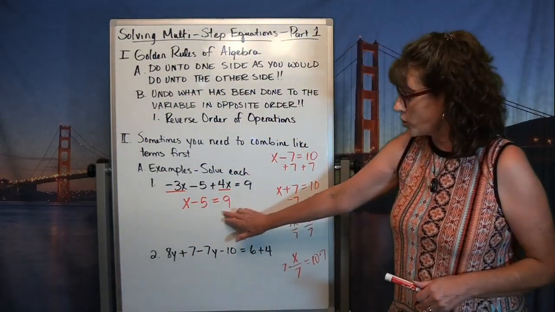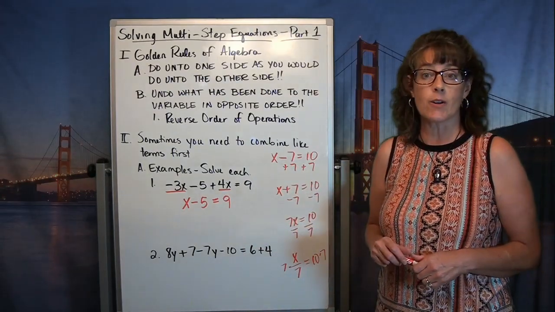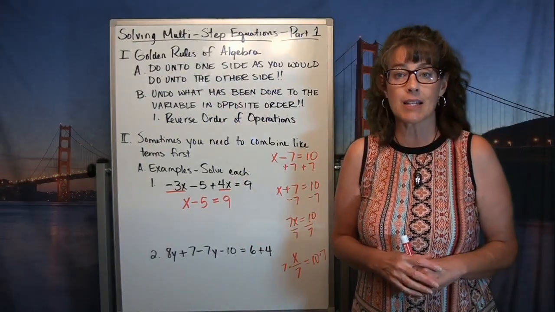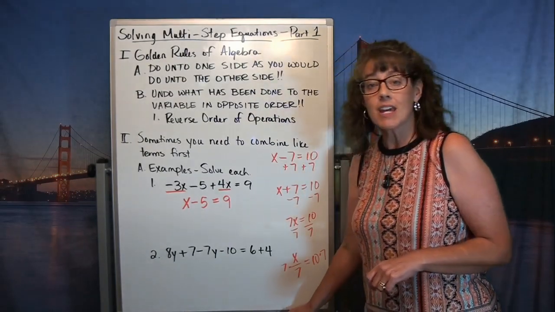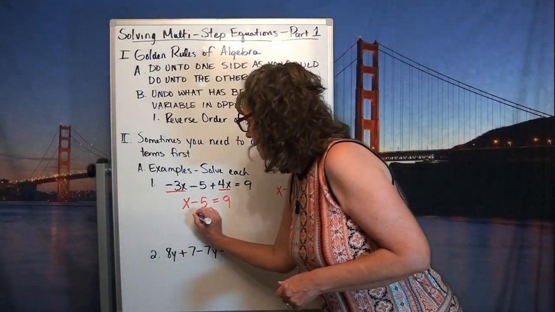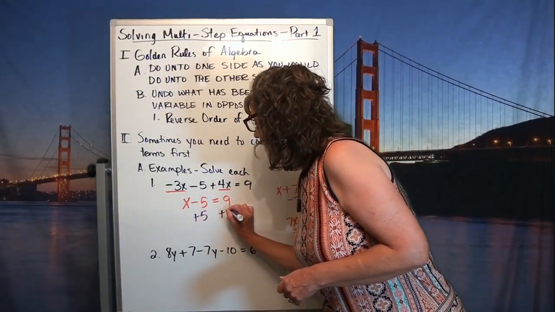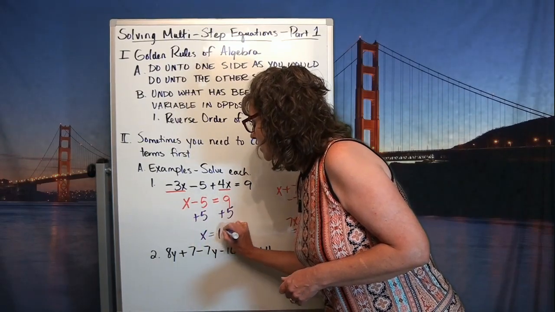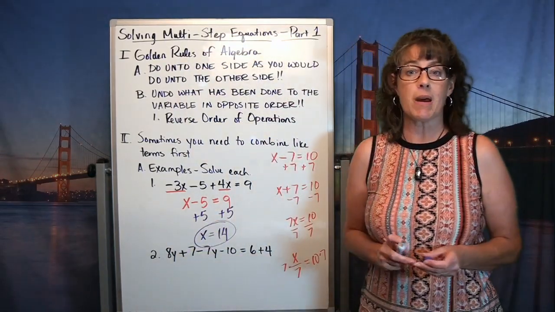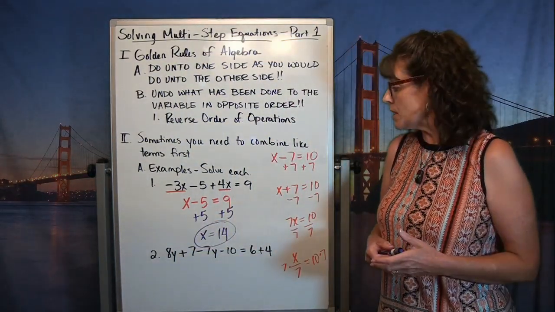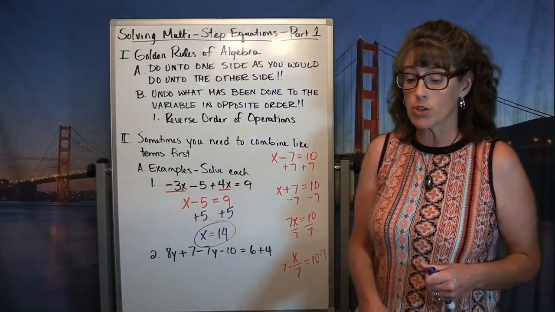But notice this looks an awful lot like what we've got right here. I'm gold. I know exactly what to do. So to get that x by itself, we know that we're going to add 5 to both sides, and that'll give us x equals 14. Ta-da! There's my answer. And just like we said before, we can check this to make sure that it's right.